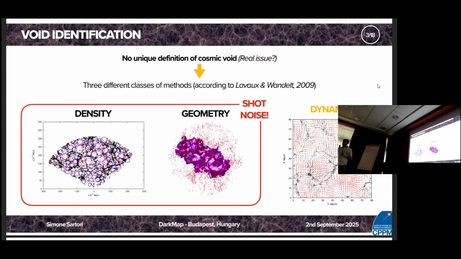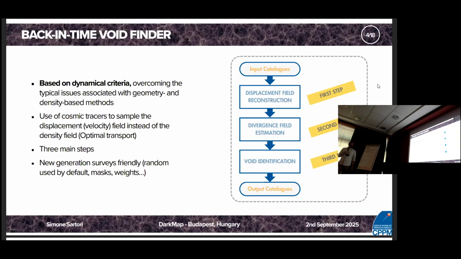To overcome both of these issues at once, a third class of methods was theorized, methods that try to exploit the dynamic of the mass field in order to identify cosmic voids with the information of the whole field and not only punctual information, and to define cosmic voids as basins, regions from which we have an outflow of mass with time. The back-in-time void finder that I'm presenting to you today, or BTVF for simplicity, is a method that is based on this third criteria.